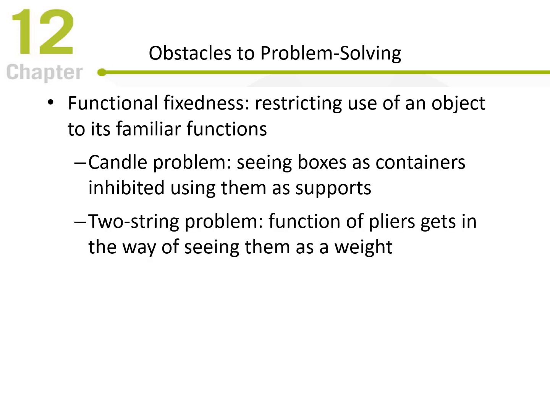Another one your book focuses on is the two-spring problem. The idea here is that there are pliers in the picture, so the participant can use the pliers to weight one of the strings down. But they see the pliers as having basically just a singular function, and they don't see them as being used as a weight, which is the solution to the problem. So again, this is that idea that we restrict an object only to the functions that we're familiar with it performing, and we don't think about objects being used in different ways.